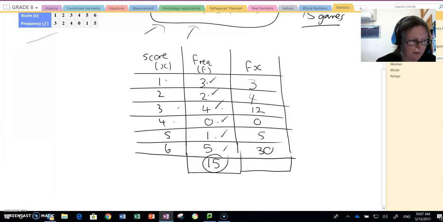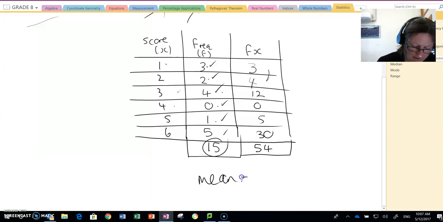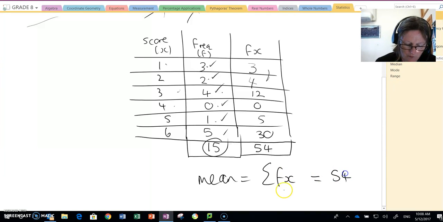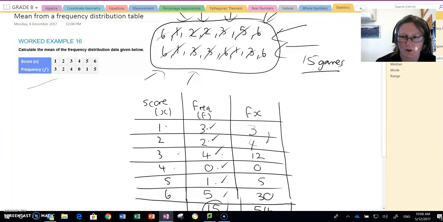I then total that column up. So I say 3 plus 4 is 7, plus 12 is 19, plus 5 is 24, plus 30 is 54. Then to work out the mean. The mean is the sum of, and that's how we write that, the sum of the fx column, which is 54, and we divide that by the sum of the frequency. So the sum of the frequencies was 15. And if we do 54 divided by 15, we get 3.6. So the mean or the average number of goals I got per game was 3.6.